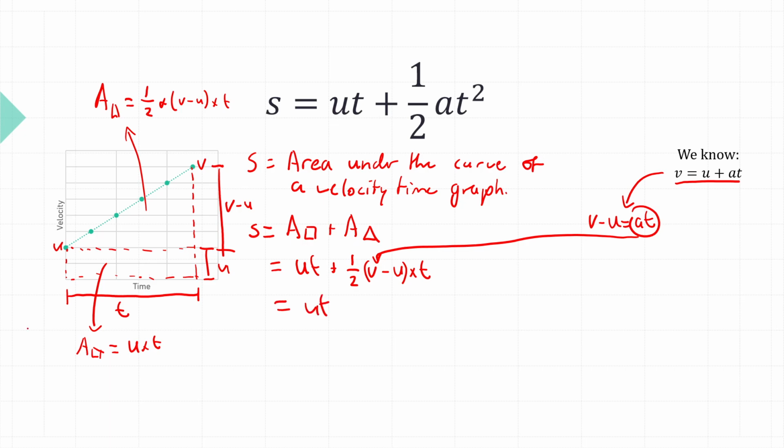When we do that, we get ut plus a half at times t. In other words, s is equal to ut plus half times a, and because t times t is t squared, we can simplify that part of the equation there. And there you go, we have our second kinematic equation using some graphical methods, adding up to areas in our velocity time graph.